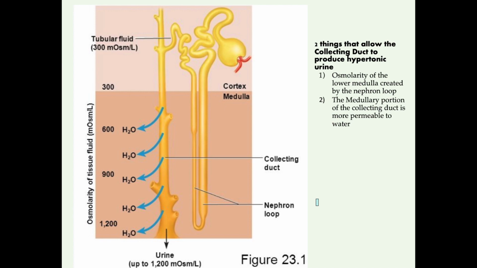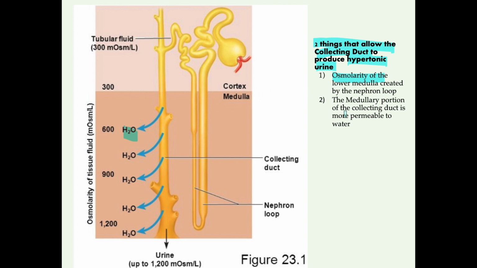Alright, so we're at the Thinkpad and we want to understand the functions of the collecting duct, just to review. So there are two things that allow the collecting duct to produce hypertonic urine. The osmolarity of the lower medulla created by the nephron loop is part of that. As we talked about the functions of the nephron loop, we said that it creates an osmotic gradient. This osmotic gradient influences the reabsorption of water, which in fact produces hypertonic urine.